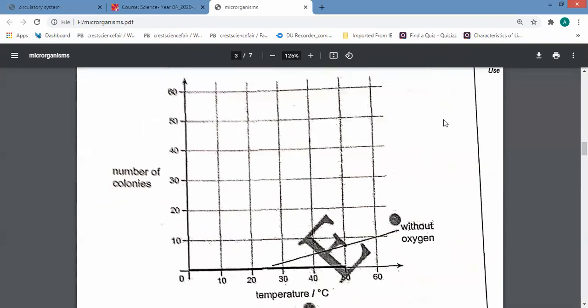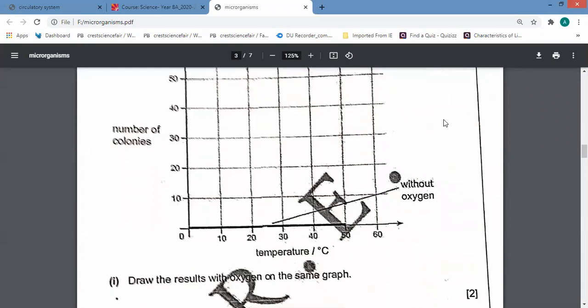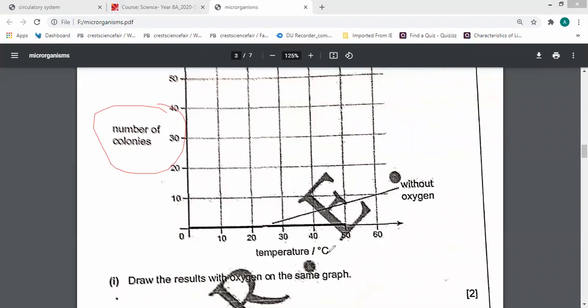Next question, this graph. We have two axes, y-axis and x-axis. As you can see, the y-axis represents the number of colonies, and the x-axis represents the temperature. In this part, the temperature between 20 and 30, no oxygen. Draw the result with oxygen on the same graph.